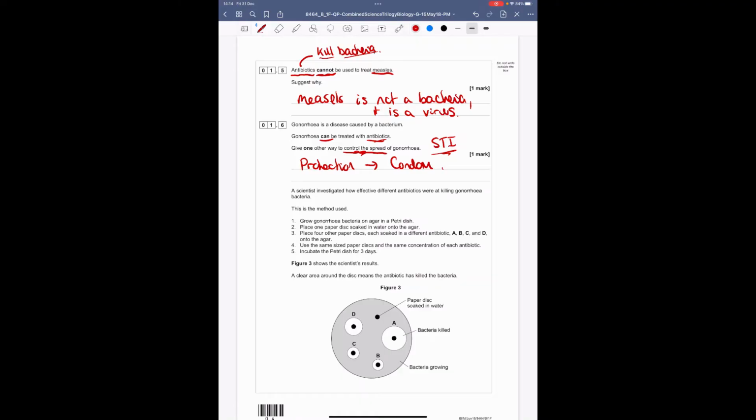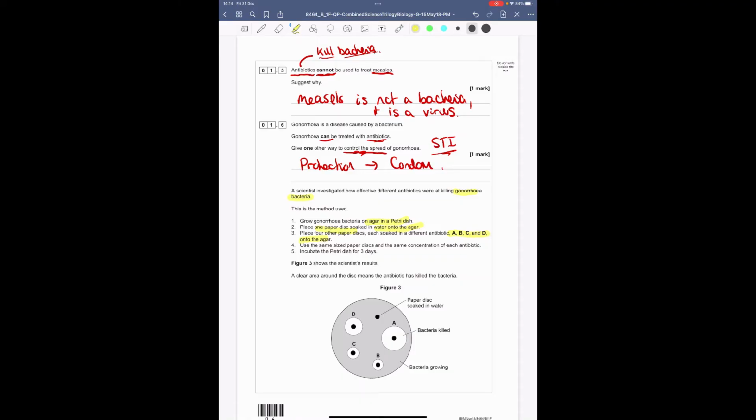You've then got a scientist who investigated how effective different antibiotics were at killing gonorrhea bacteria. This is the method that they used. They grew bacteria on an agar in a petri dish. They placed one paper disc soaked in water onto the agar. They placed 4 other paper discs, each soaked in different antibiotics, A, B, C, and D, onto the agar.